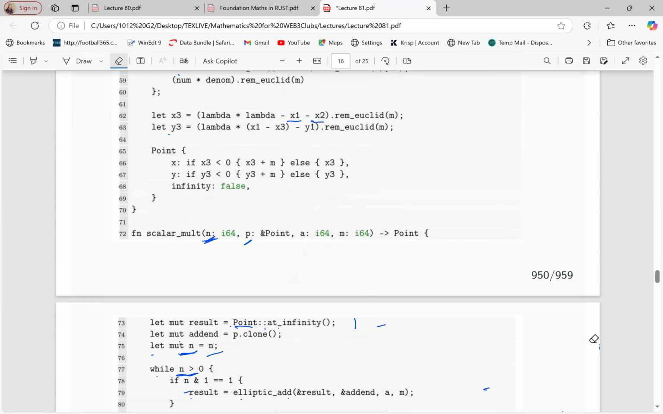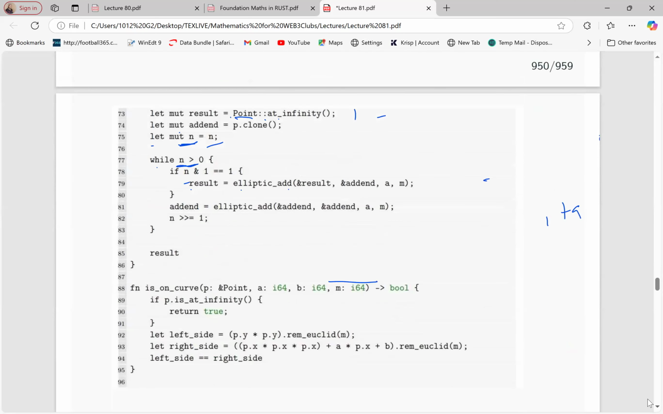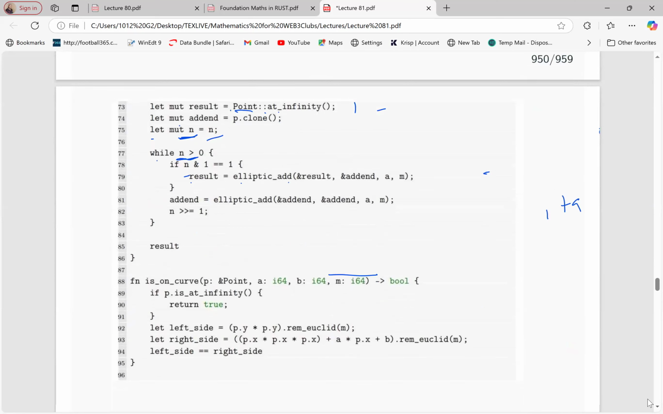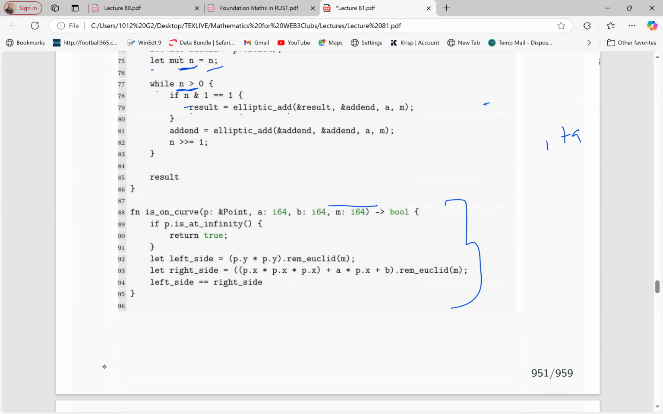Now, as I said, these codes we've done them several times. So if you have one code, you just play with it and come up with other codes. Now, this part is just to determine if the point is on the curve. Is on curve.